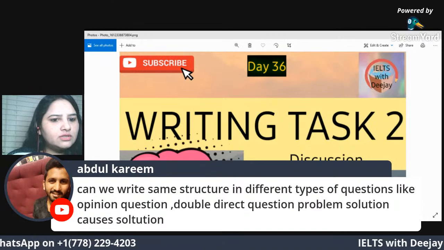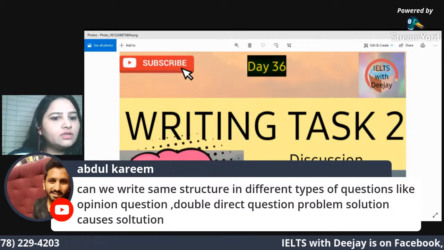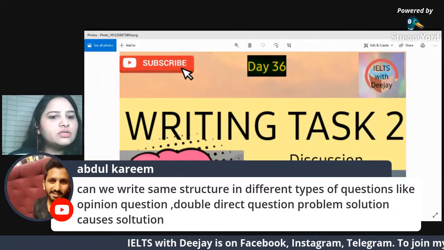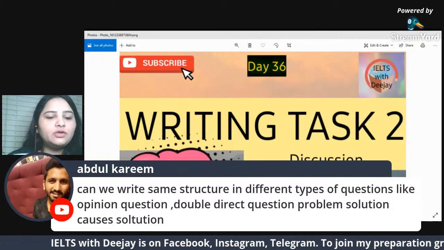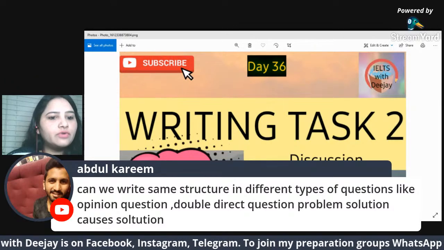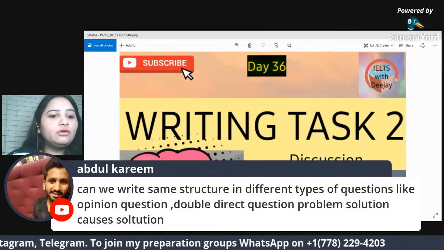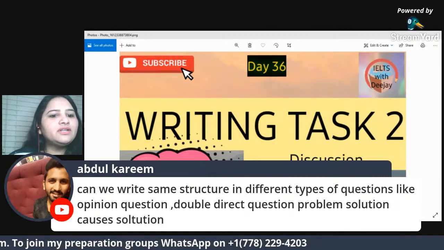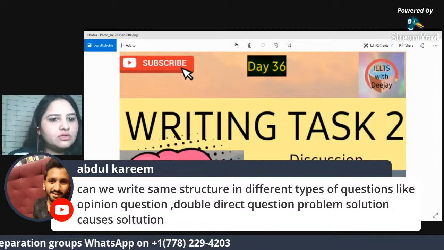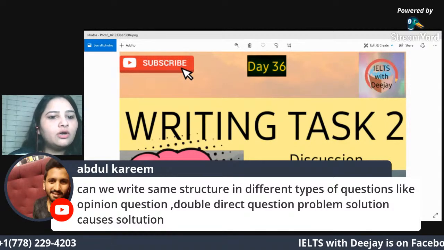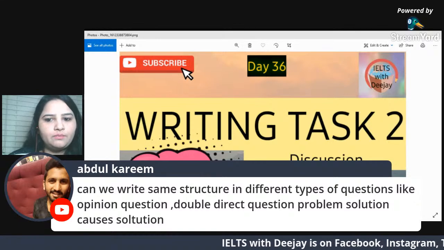Well, this question is, can we write the same structure? The structure is going to be the same. You just have to see what the question is asking you about. If they are asking you for your opinion, you have to write your opinion. If they are asking you for solutions, then you have to write solutions. So your answer will differ just the way the question is. The structure is always the same. The format differs just according to the question, whatever the question is.